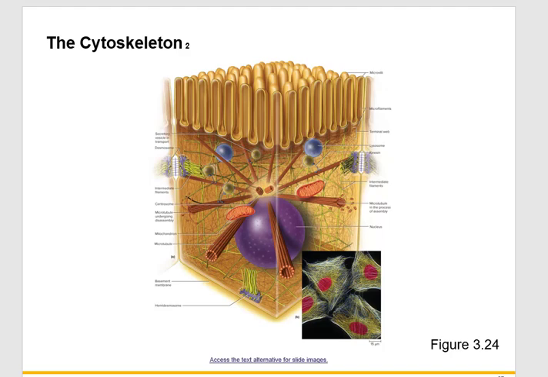Welcome to the third and final installment of Chapter 3 of Anatomy Physiology 1. We're going to go a little bit more into detail on the different kinds of organelles and structures that make up the inside of a cell.